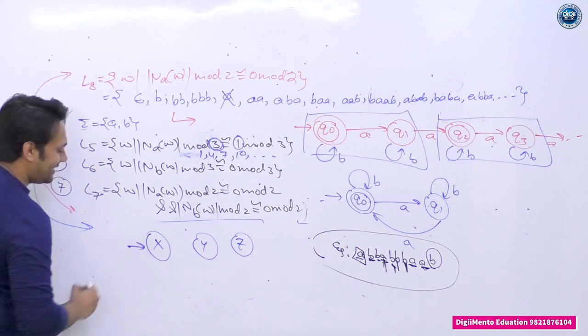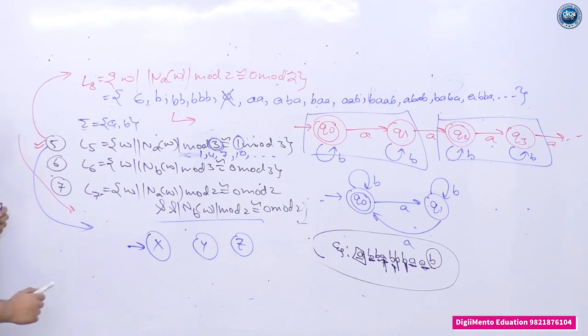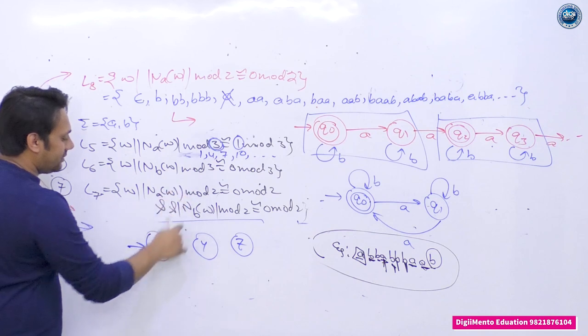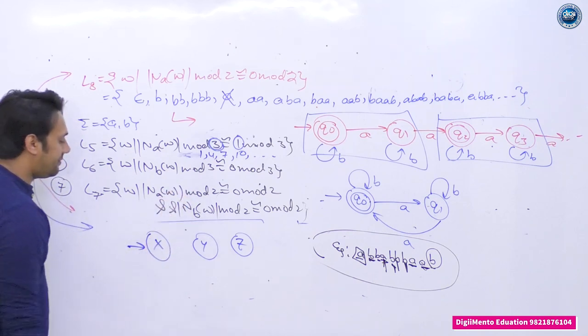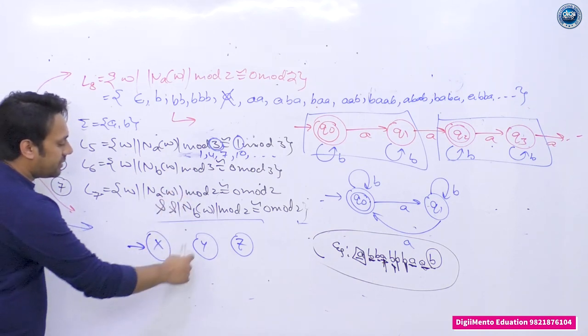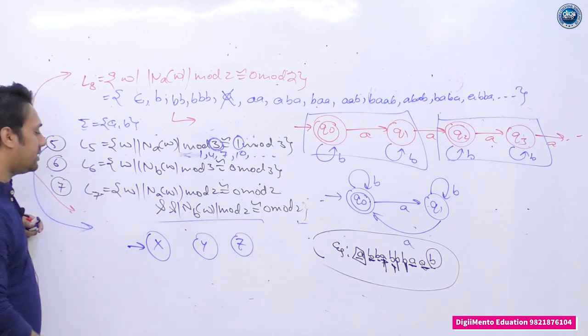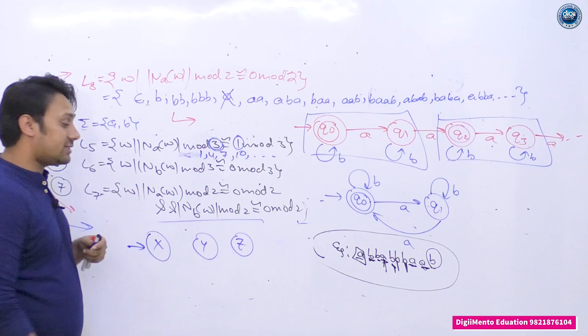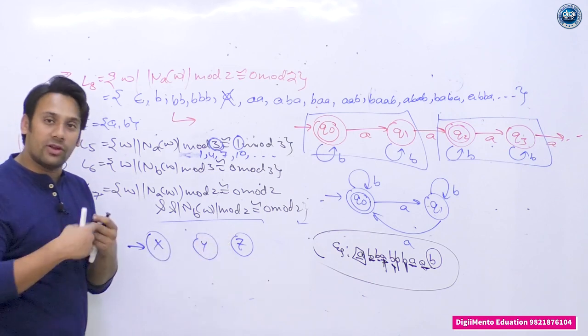So this is your initial state. In this state we do not want it as a final state because we want the remainder as 1. Hame remainder 1 chahiye. So let us assume that here z is the remainder 1. If z is assumed as remainder 1, the diagram will always be the same.